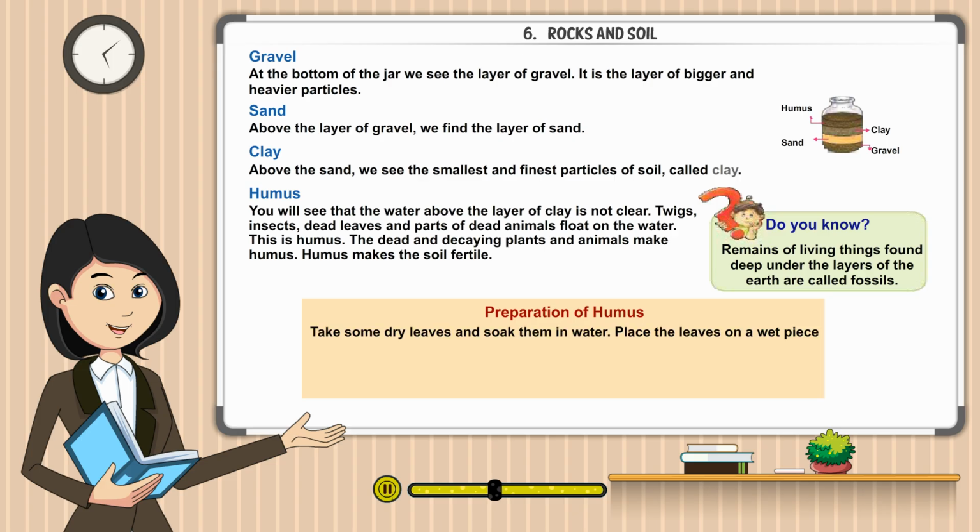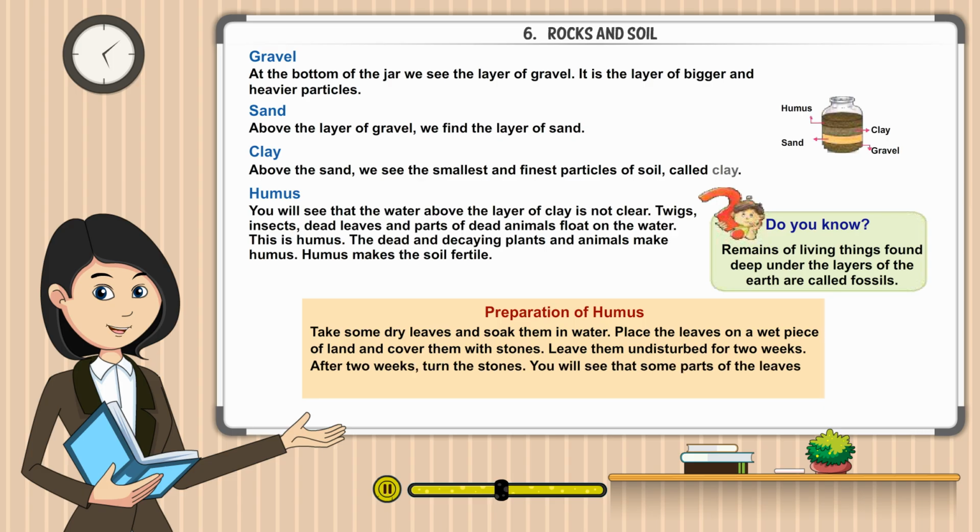Preparation of humus. Take some dry leaves and soak them in water. Place the leaves on a wet piece of land and cover them with stones. Leave them undisturbed for 2 weeks. After 2 weeks, turn the stones. You will see that some parts of the leaves have rotted and turned into humus.